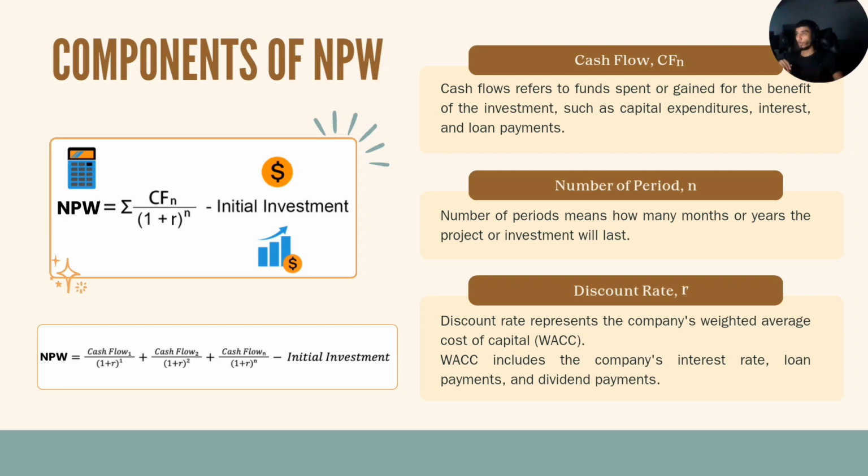So the net present worth is equal to the cash flow 1 divided by (1 plus the discount rate) to the power of 1, which is the first period, and then plus the second one, exactly the same, except it's to the power of 2, which is the number of periods, again, second month, third month, and so on, minus the initial investment.